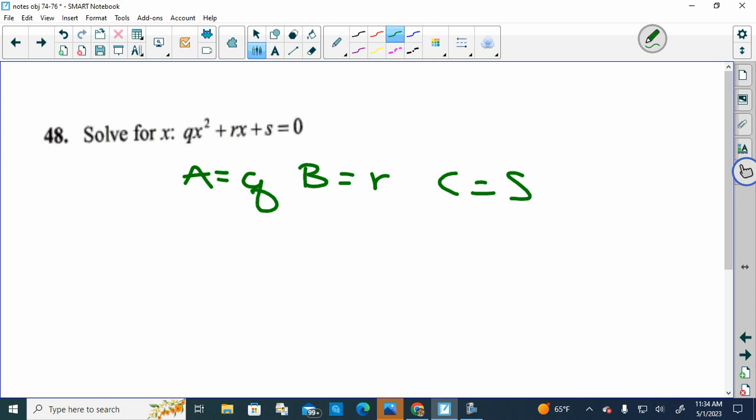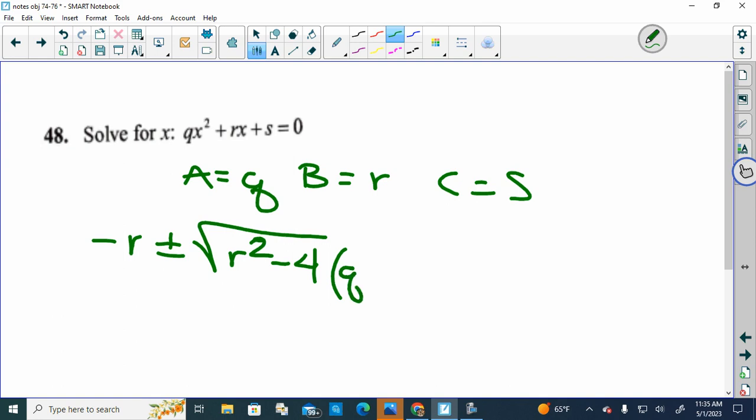So now let's write the quadratic equation, but replace them with the proper letters. Okay, so it's going to be negative r. What's the first thing underneath the square root? r squared minus 4 times q times s. All of that's over 2q.